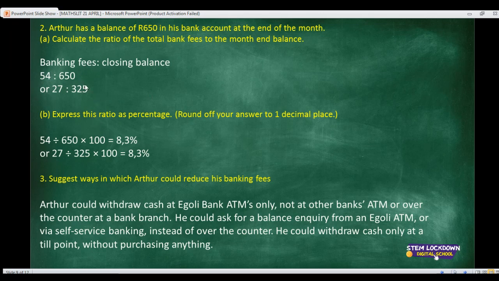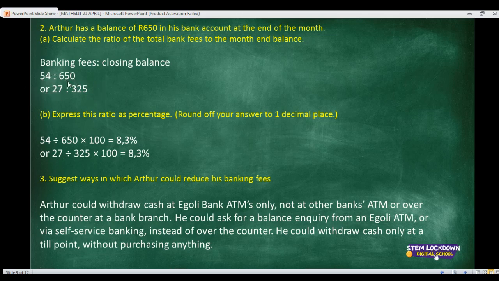Then the other one here, which is 27, is to 325. This is the simplified values now, where I said 54 divided by 2, you got 27, 650 divided by 2, you got 325. You make sure when you simplify, you divide by the same value. So the common multiple between them, the lowest common multiple between the two, you divide by that. In this case, it was 2. That's why now we have our answer in simplified form.